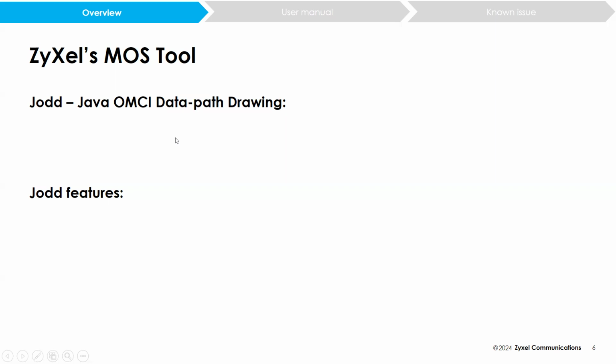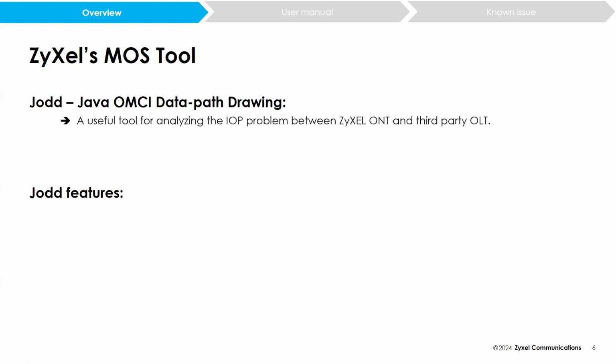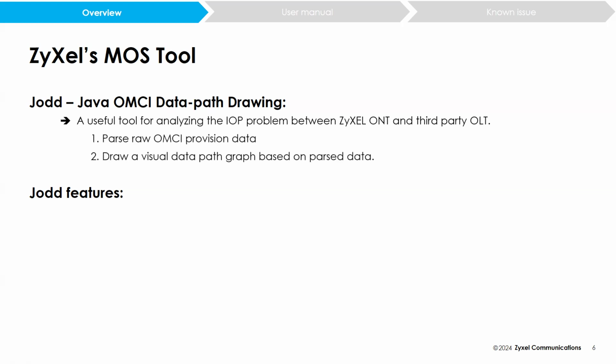The name of the tool we designed is called JODD, an abbreviation of the Java ONCI data path structure. This tool is designed for easier troubleshooting of IOP issues between Zycamp's ONT and third-party OLTs. For example, we can use the tool to parse the raw ONCI data into a human readable visual data graph for easier analyzing.